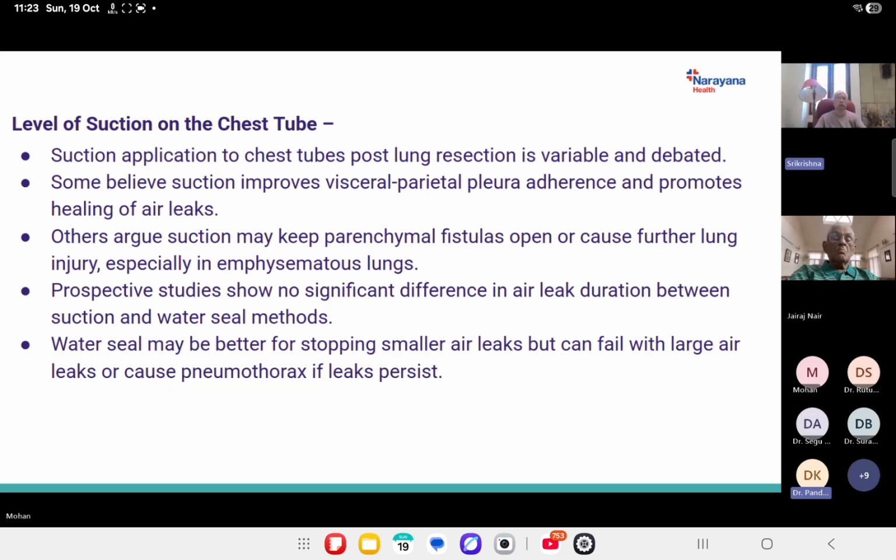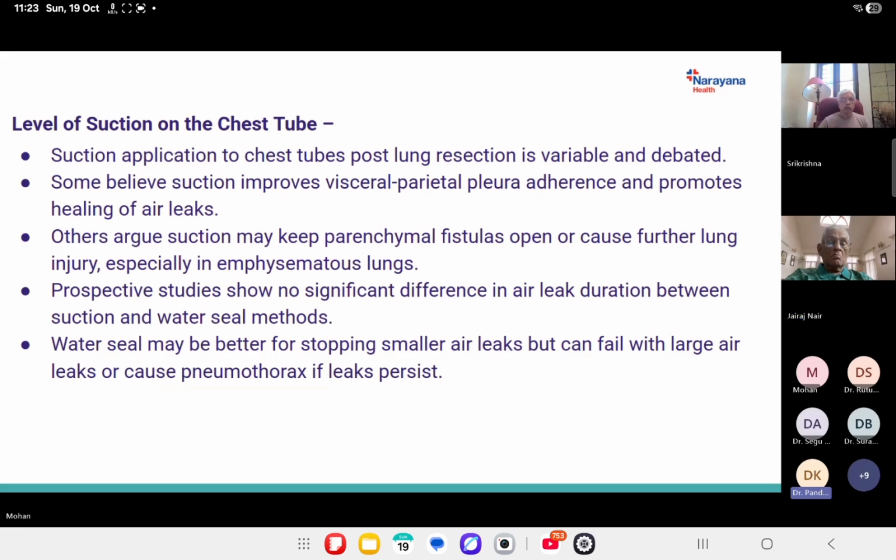So, what level of suction should be connected to the chest tube? Suction application to the chest tubes post lung resection is variable and debated. Some believe suction improves visceral and parietal pleural adherence and promotes healing of air leaks. Others argue suction may keep parenchymal fistulas open and cause further lung injury, especially in emphysematous lungs. Prospective studies show no significant difference in air leak duration between suction and water seal methods.